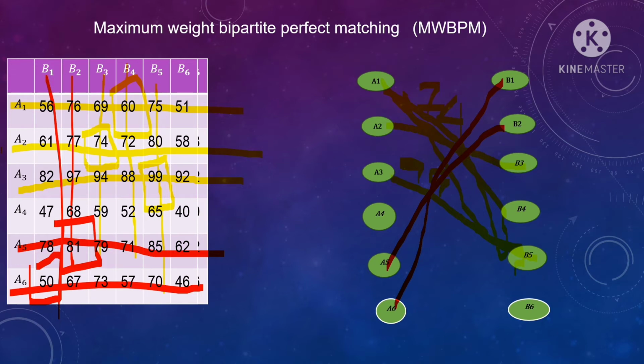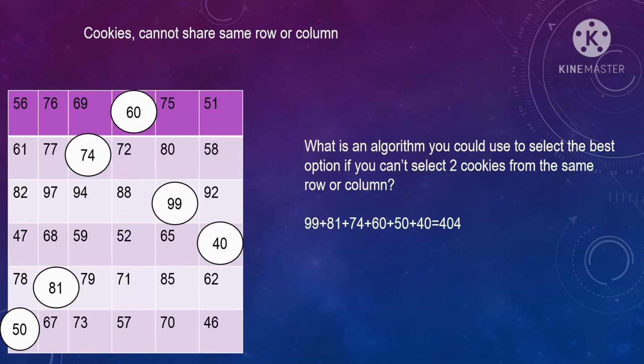The last one is E4 to B6. The number that we need to find is E4. This is the B6. Where is E4? The number that we need to find is 40. So the numbers that we find are 99 plus 81 plus 74 plus 60 plus 60 plus 50 plus 40, which equals 404.